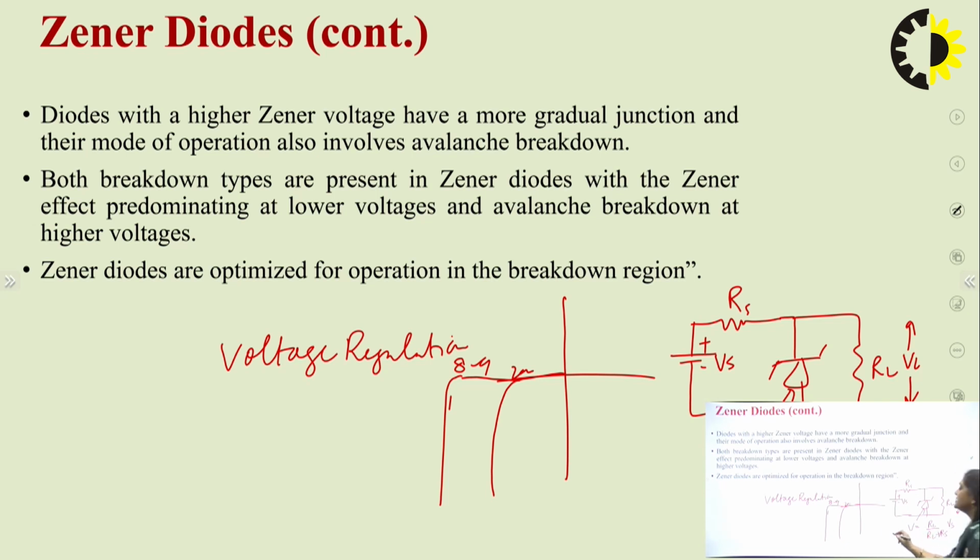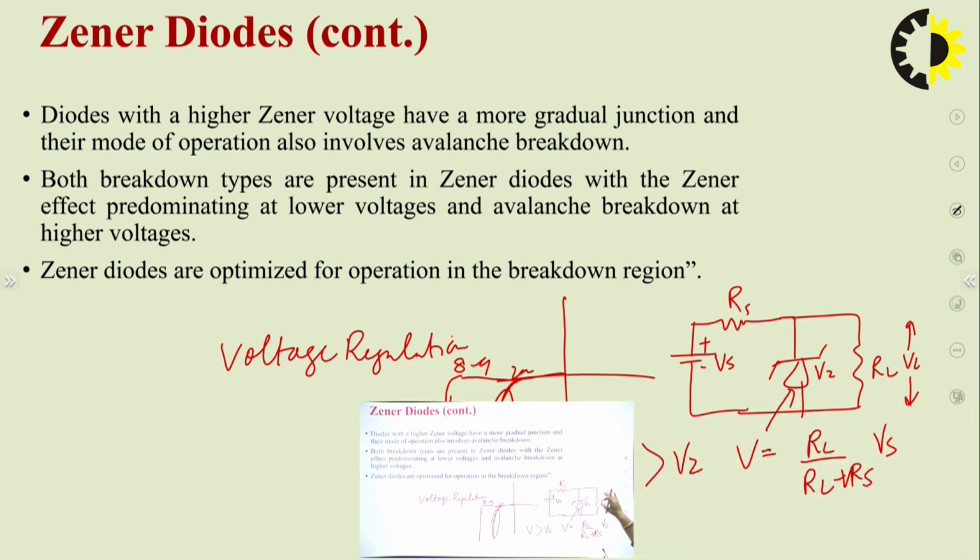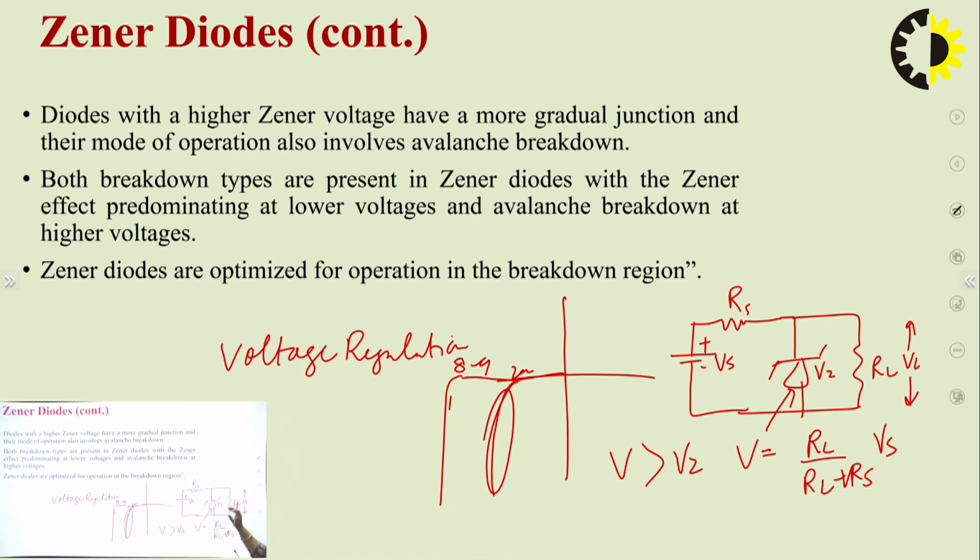And if this V is greater than Vz, where Vz is the breakdown voltage of this Zener, then this Zener will be working in the breakdown region, and it will be replaced with the plus minus Vz potential, and in that case VL would be equal to Vz. So here, whatever may be the value of Vs, the voltage across the RL will be constant, that is the VL.